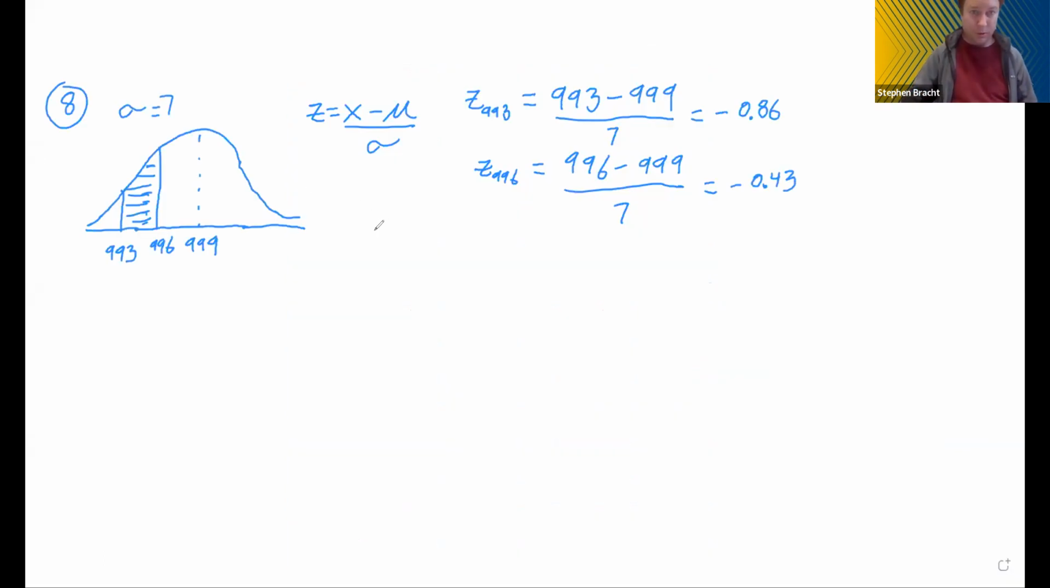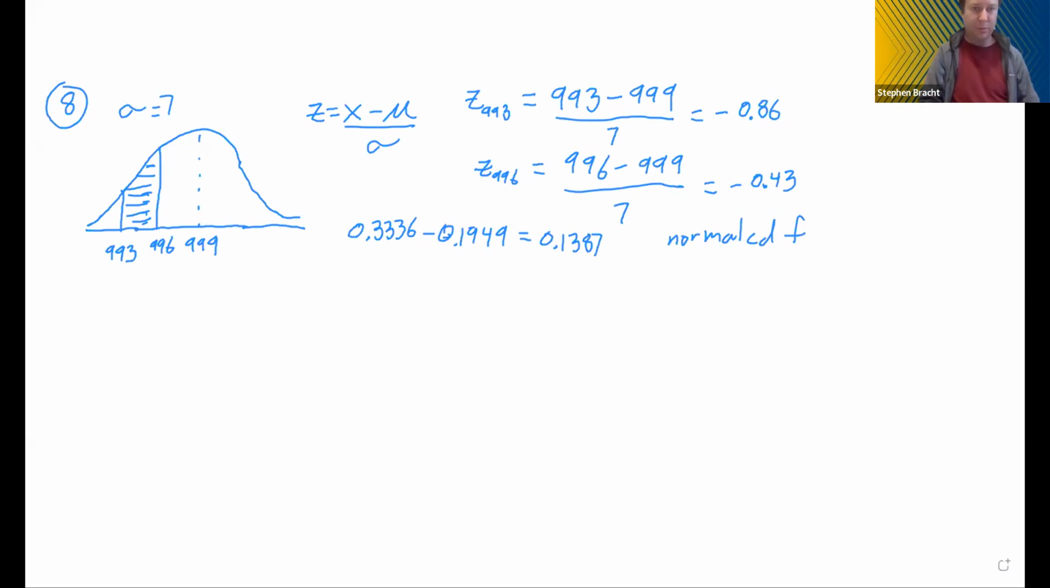So I've got 0.3336 minus 0.1949, and that equals 0.1387. So yeah, that's the answer. Or if you use the calculator, once again, you could use normal CDF. And that would also give you the answer. Okay.